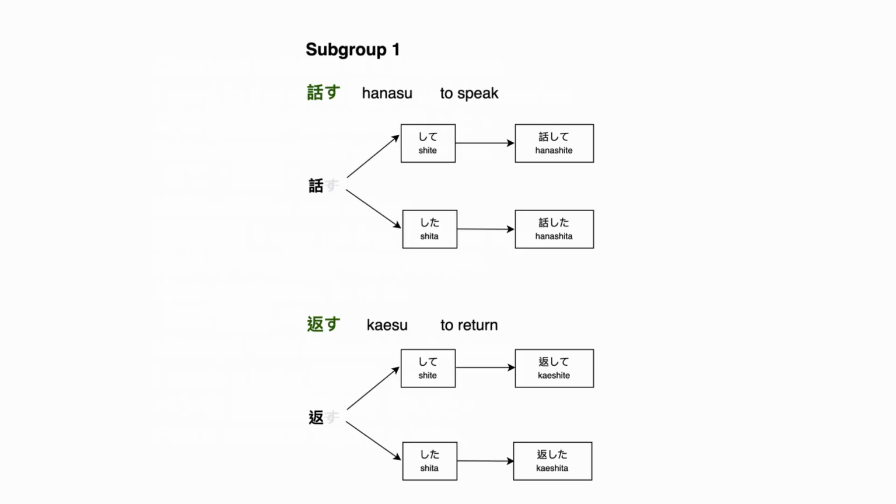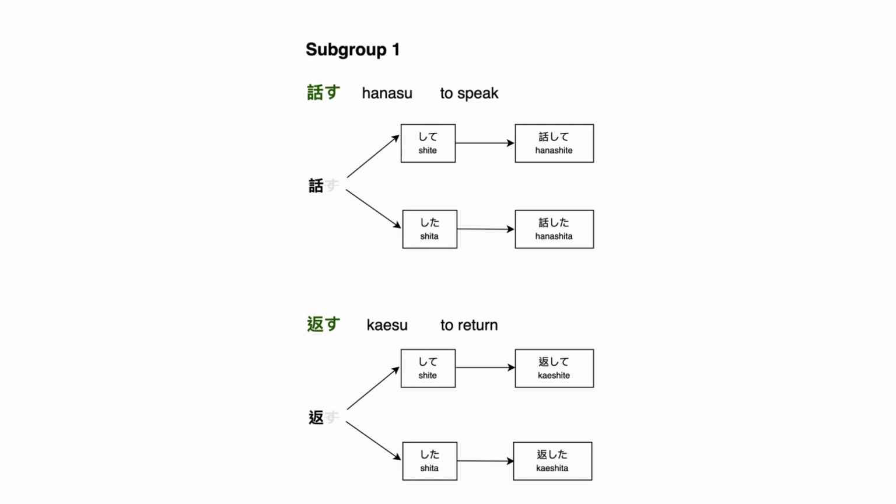Now, we're going to look at how to conjugate the te form. For type 1 verbs, we divide them into 4 subgroups. Let's go through them one by one. First, let's look at subgroup 1. In subgroup 1, verbs end in su. For example, 話す and 返す.